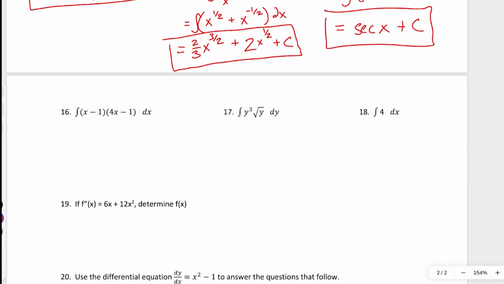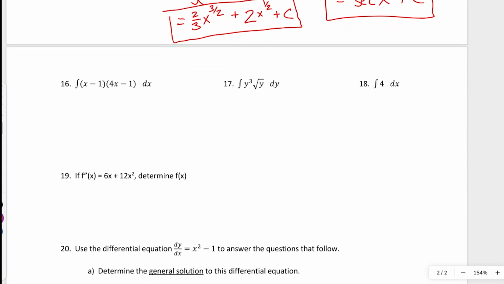Okay, number 16. Still don't know how to deal with products yet, but we can multiply up front and then handle what we have left. So I'm going to just use my distributive property here and get 4x squared minus x minus 4x is going to be minus 5x, and then plus 1. All that times dx.